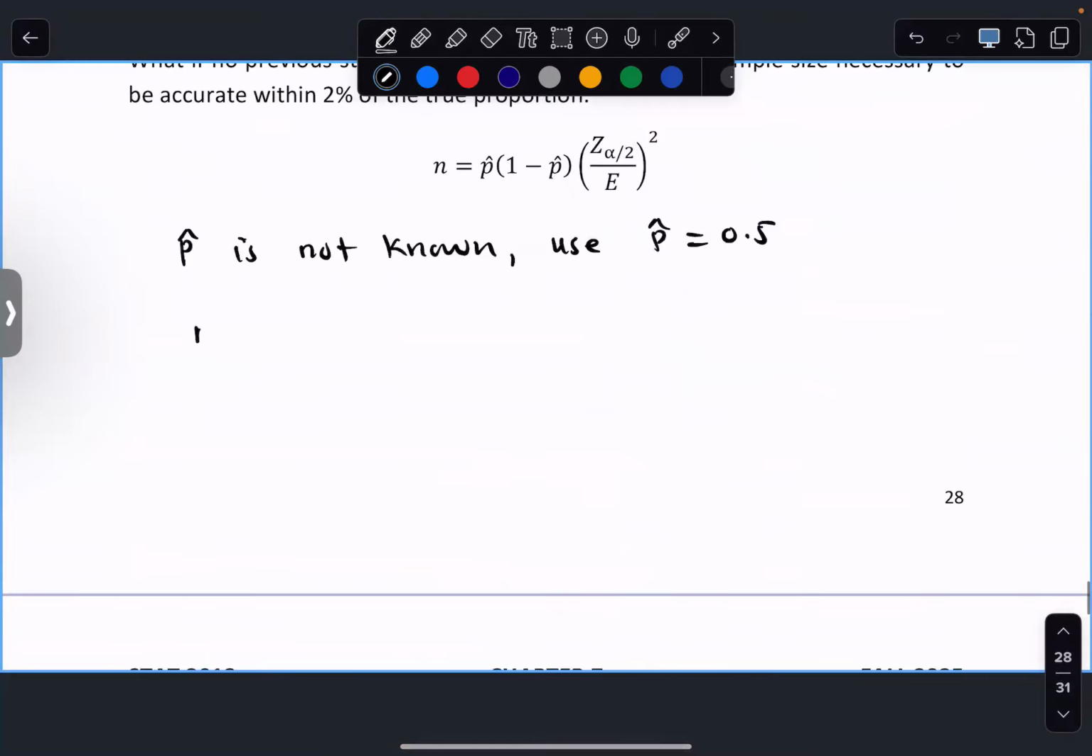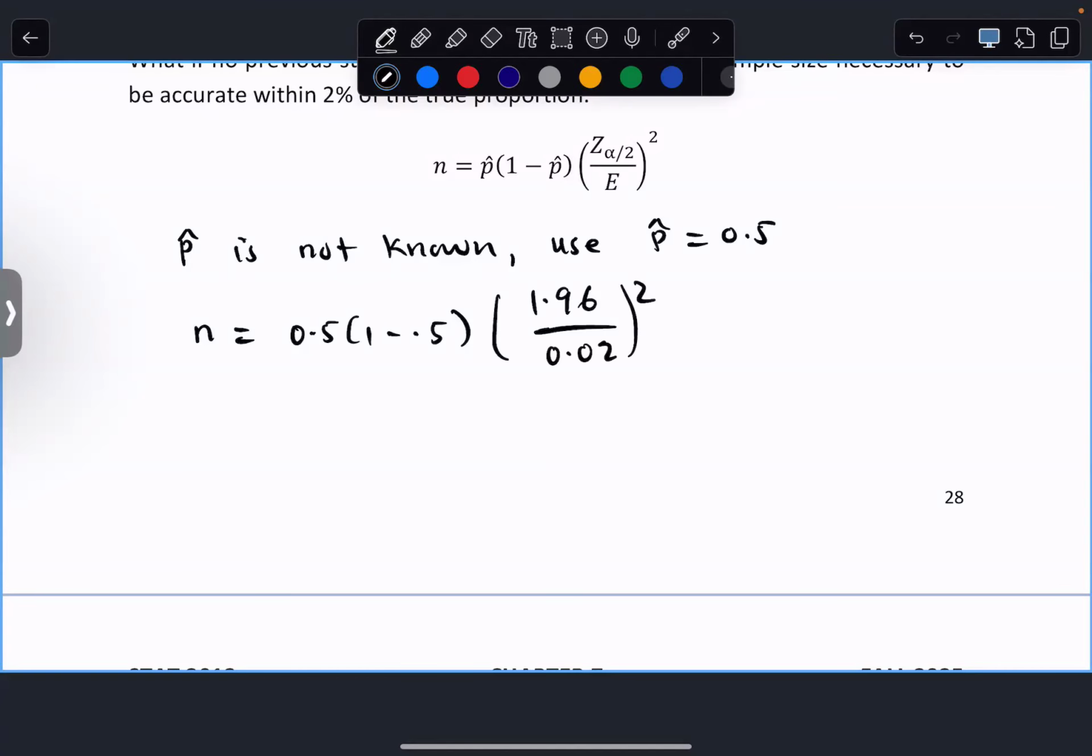So now we have our n equal to 0.5 times 1 minus 0.5, with the same 1.96 and 0.02, all squared. And that will give us 2401. Since this is already a whole number, we do not need to round it up.